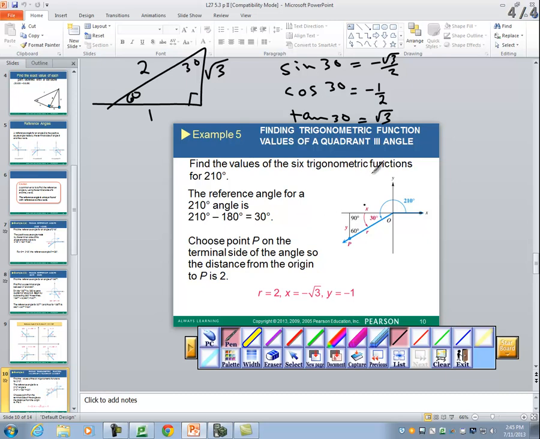Okay? And then for cosecant, secant, and tangent, you just apply the reciprocal, right? So this would be negative 2 over the square root of 3, so that'd be 2 square root 3 over 3. And secant is going to be negative 2. Tangent is going to be 1 over the square root of 3, so that'd be the square root of 3 over 3. Okay? Questions with that?